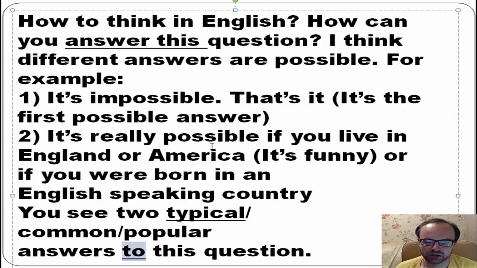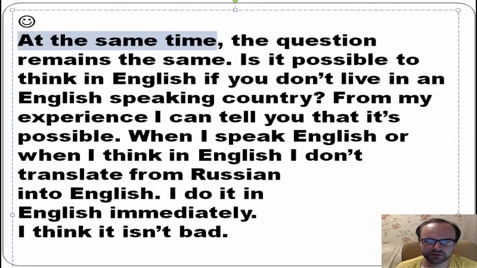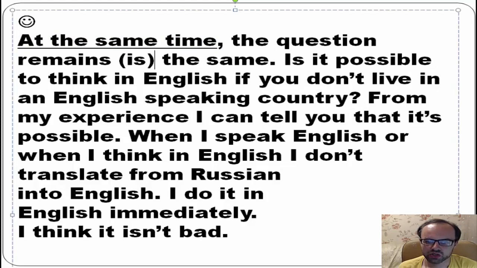So maybe you lived in an English-speaking country for a long time, or maybe you were born there. So what is next? The question is, at the same time, a good phrase for speaking, and you can use it in your English speaking practice. At the same time, the question remains the same. Remains means the question is the same. We haven't answered it yet.